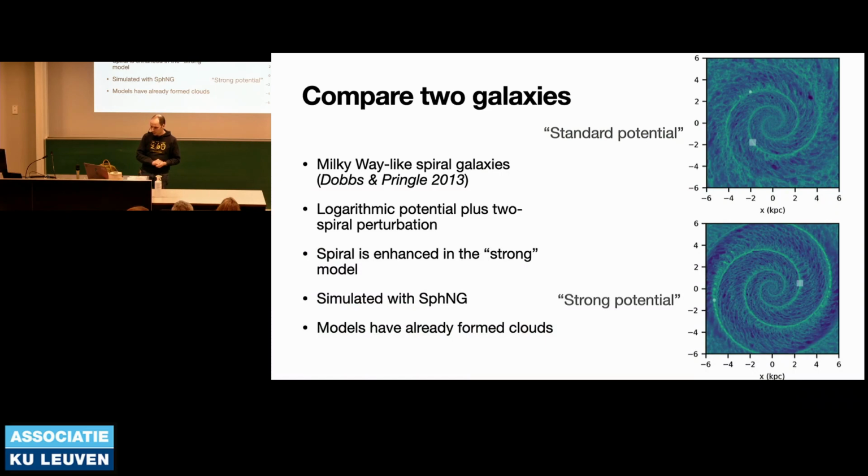So they were calculated from Claire Dobbs' simulations, and they were simulated with SPH-NG originally. The simulation had originally a resolution of, I think, 311 solar masses per gas particle, so relatively low for my purposes, but relatively high for a galaxy, at least at that time.